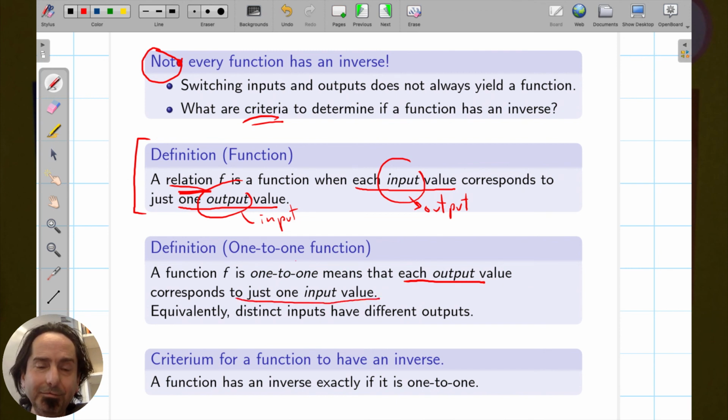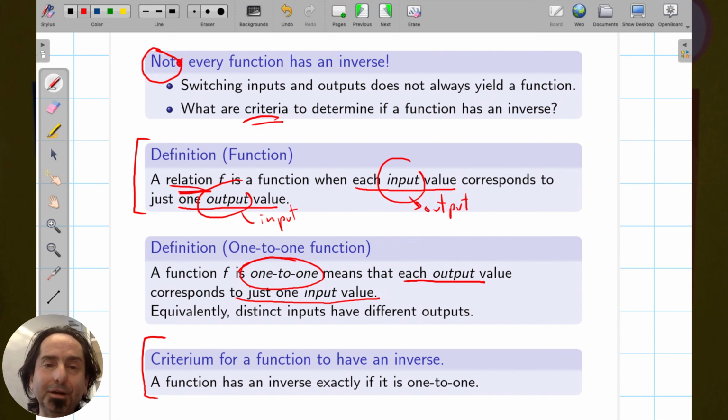Each output value of the function should correspond to just one input value. And if that's true about the function, we call it a one-to-one function. But that just means that you can reverse the input and output and still get a function. To sum it up: a function has an inverse exactly if it is one-to-one. That means a function has an inverse exactly if each output value corresponds to just one input value. And sometimes you have to restrict the domain to make that happen.